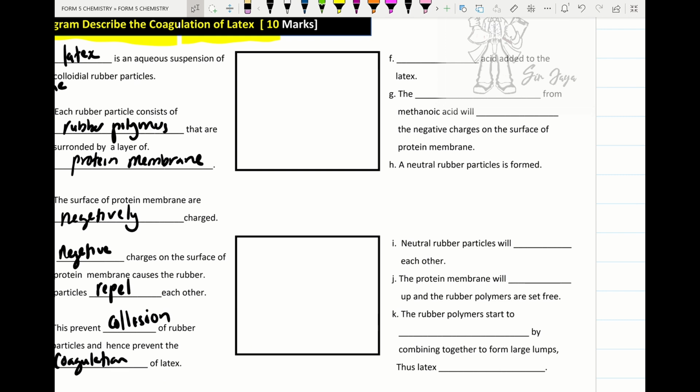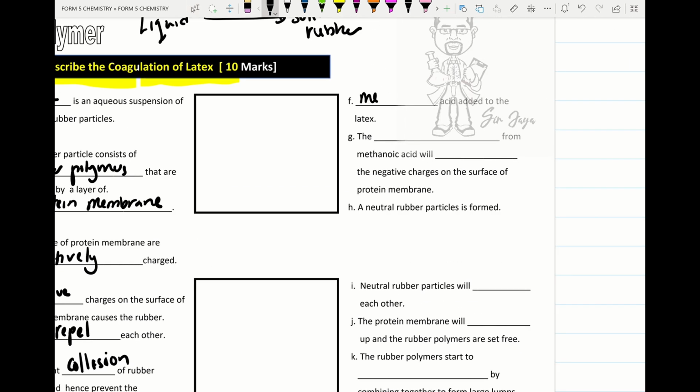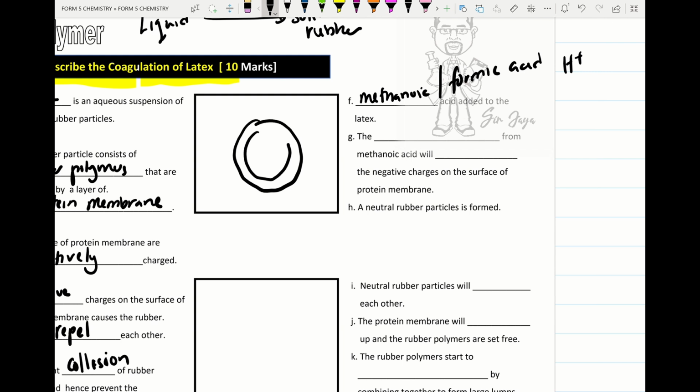So we go for the fourth diagram. We try to add a chemical substance like metanoic acid or formic acid, which contains hydrogen ion to neutralize the negative charges present on the surface of the protein membrane of rubber particles. So we try to draw the rubber particles. Inside here we put rubber polymer, and we put negative charges on the surface of the protein membrane. When we add metanoic acid, the hydrogen ion from the metanoic acid will neutralize the negative charges present on the surface of the protein membrane.